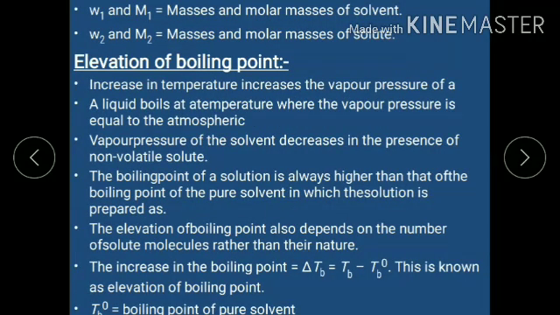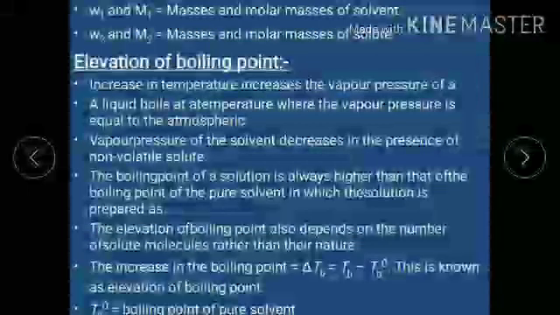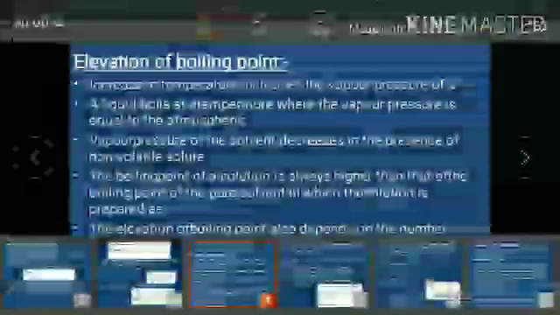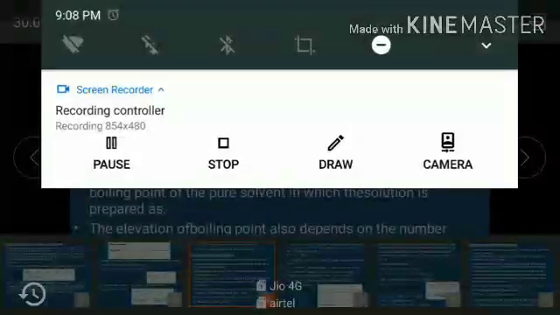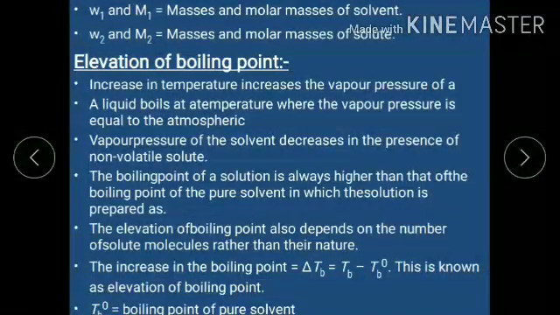Second colligative property is elevation of boiling point. Okay, let's see. How the boiling point increases and decreases depends on this point, and we will study this topic here. Elevation of boiling point means variations in the boiling point. I told you earlier, boiling point increases if the solution contains a volatile solute. If the solution contains a non-volatile solute, then boiling point decreases.